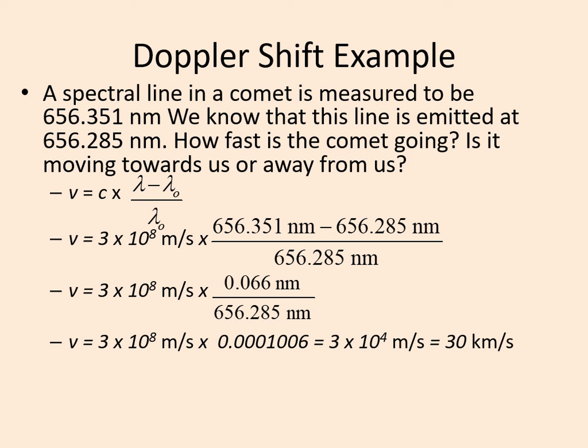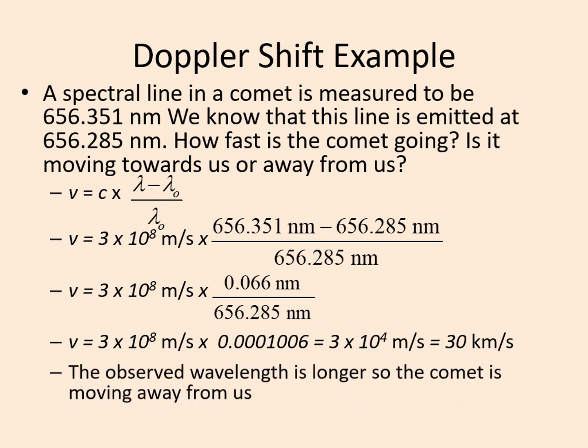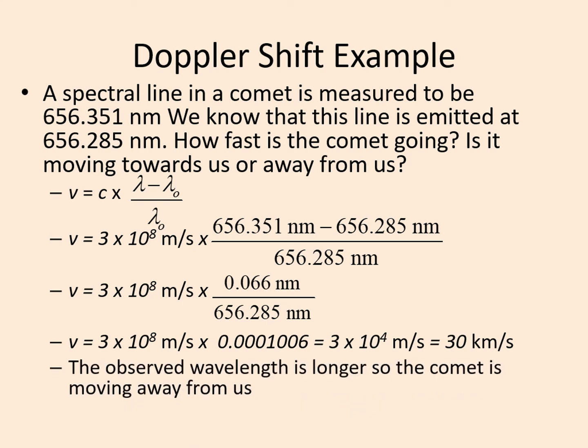second. Also, since the measured wavelength is longer than the rest wavelength, the velocity is positive and the comet is moving away from us. Notice that just a tiny shift in wavelength, much less than 1 nanometer, was enough to give a large velocity. When you multiply by the speed of light, the velocities get big quickly.